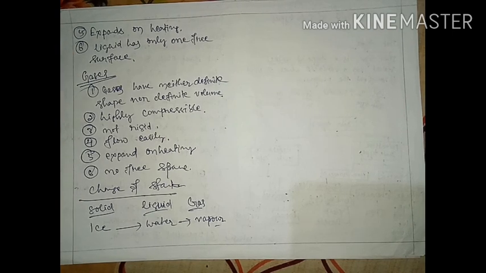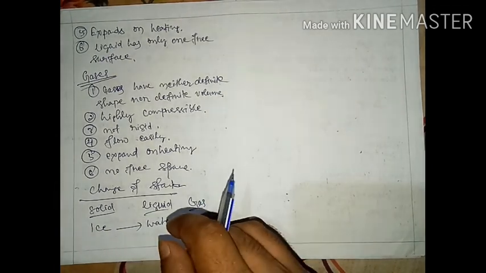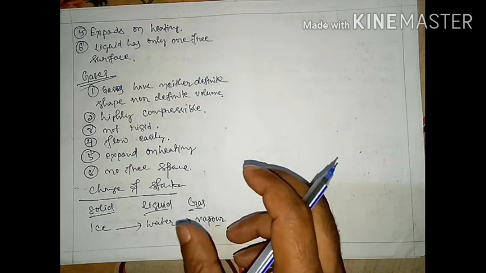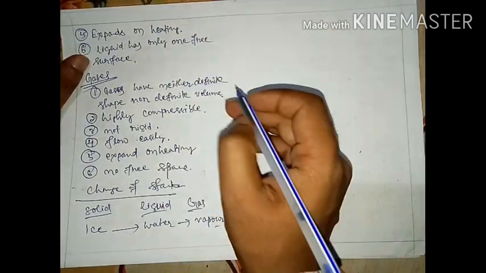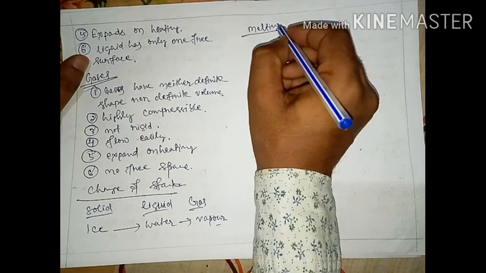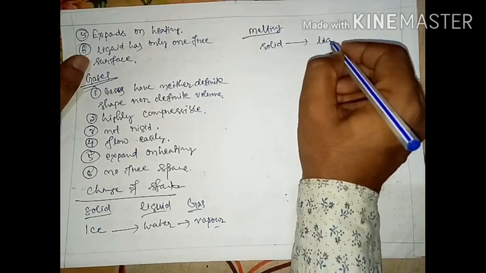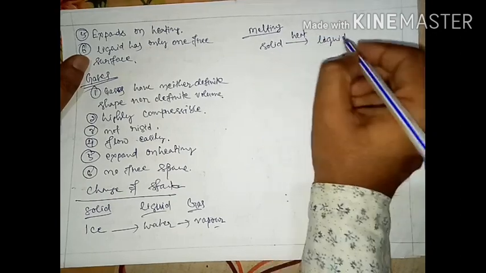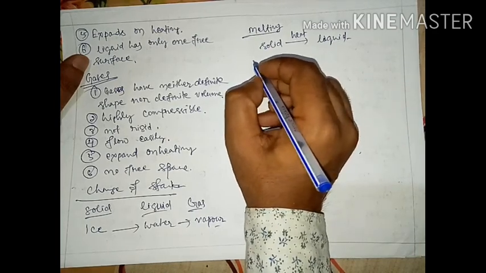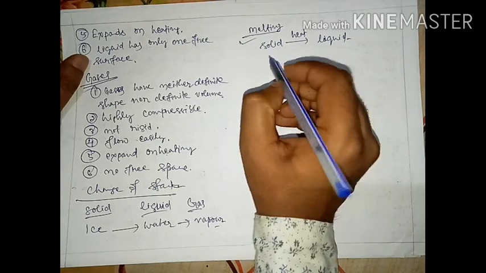Some points related to this we'll discuss. Always remember, students, the change of state of a substance from solid to liquid depends upon heat. You have to apply some heat. Now we are going to discuss one term at a time. First we are discussing melting. What is melting, students? When a solid converts into liquid on applying heat, that process is known as melting. So I can write: the change of state of a substance from solid to liquid on heating is known as melting. Understood? Solid to liquid.